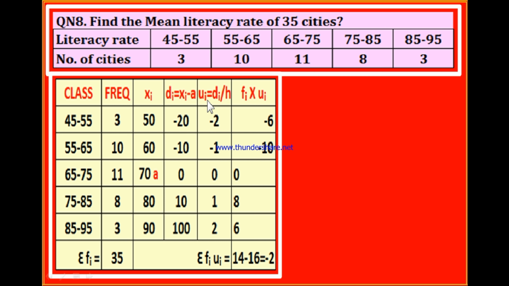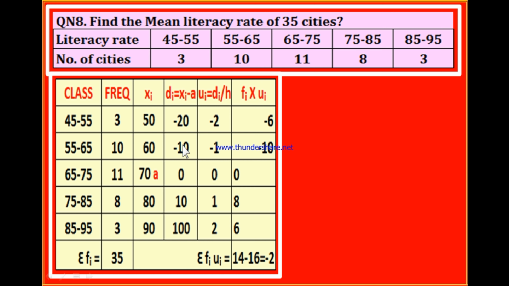The next column is for ui. The formula to find ui is di divided by h. Di means deviation, and h means the height of the class. What is the height of the class? The difference between any two successive lower boundaries, or the difference between any two successive upper boundaries, gives the h value. Here, if you observe, 55 minus 45 is 10, or 85 minus 75 is 10, or 65 minus 55 is also 10. Therefore h is 10.